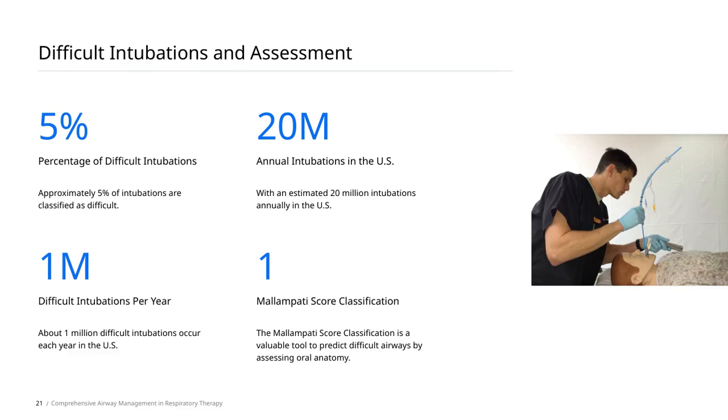On this slide, we focus on the Mallampati score classification, which is an important tool to predict potential difficulties before attempting intubation. It works by evaluating the oral anatomy, specifically, how much of the oropharynx is visible when the patient opens their mouth. A higher Mallampati score can indicate a potentially more difficult airway.